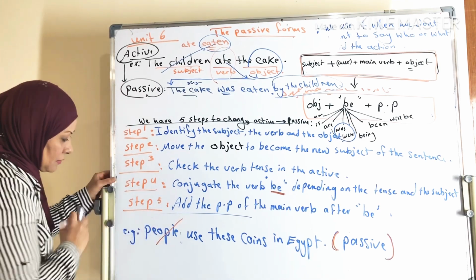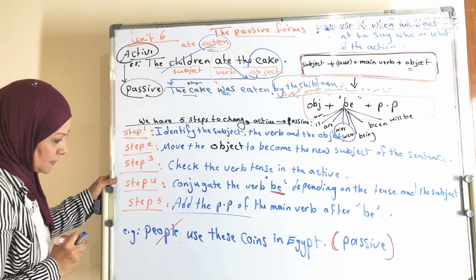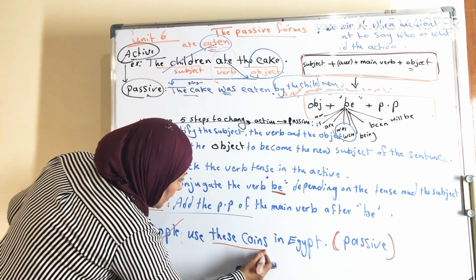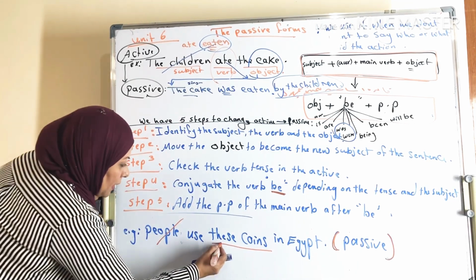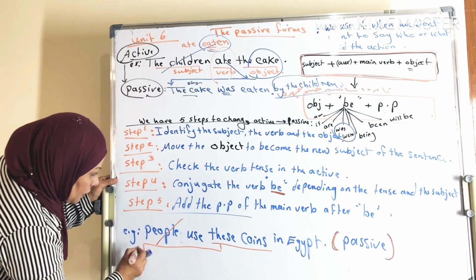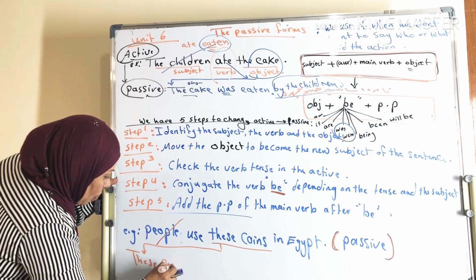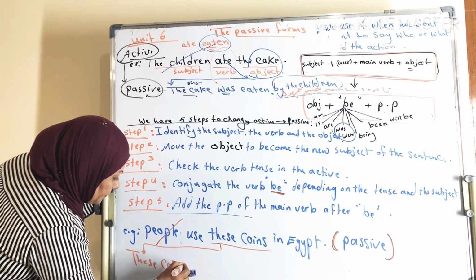I omit the subject. Then where is the object? These coins. I identified it and I put it here. These coins.